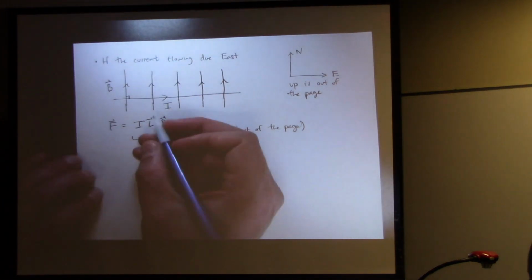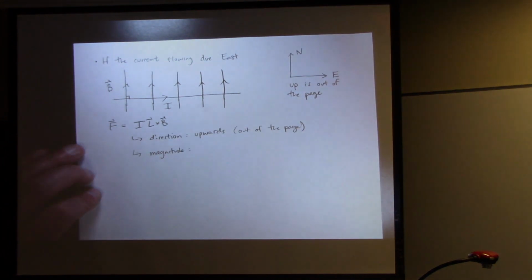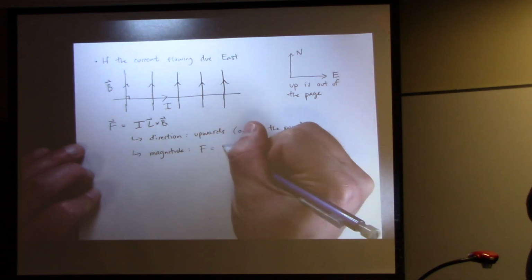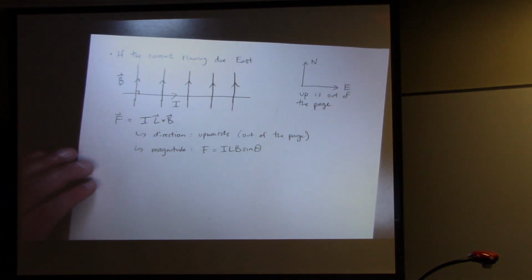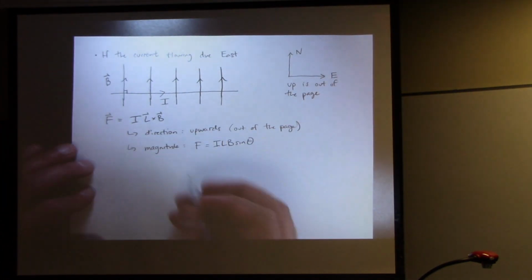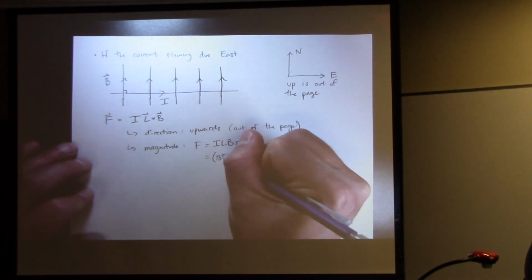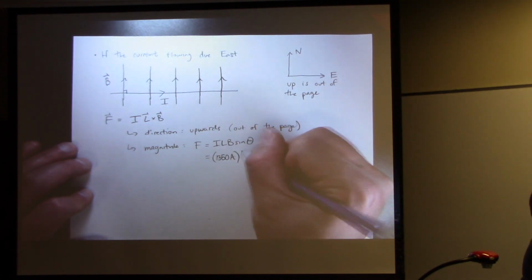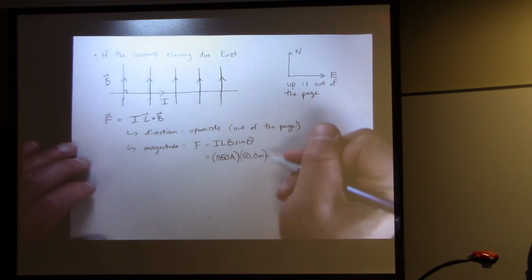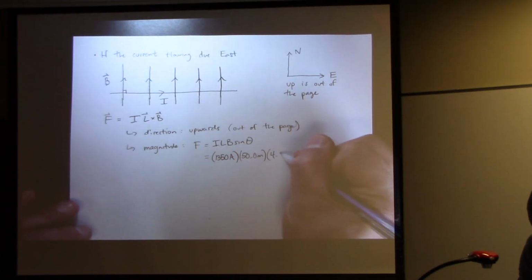But let's figure out how strong that force is. We have F equals ILB sine theta. That's how I get the magnitude of the force. This is just a plug and chug. What we have is the current, it's going to be 1350 amps. The length is going to be 50 meters. That's how long the wire is. The magnetic field, 4.5 times 10 to the minus 5 Tesla.